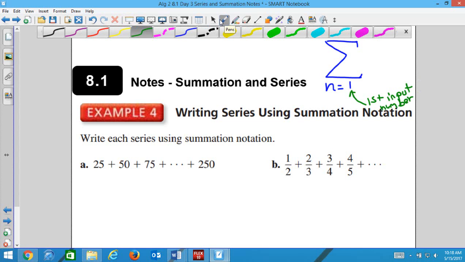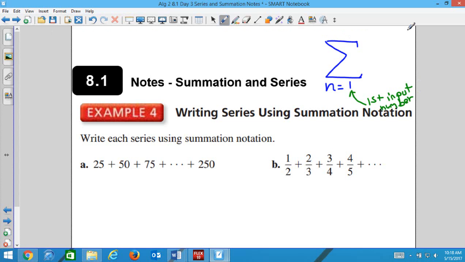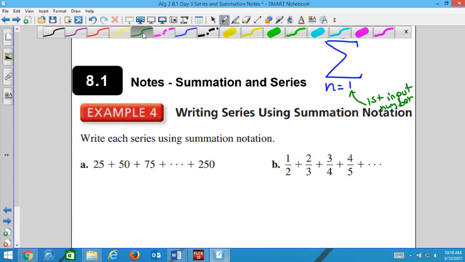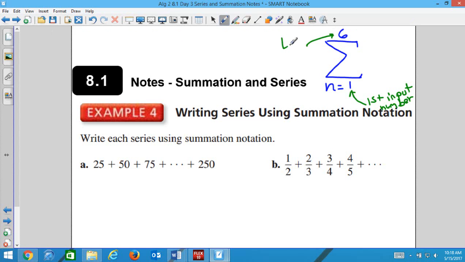And at the top, I'm just going to make up a number. 17. Well, that would have been a fun number too, but I already wrote 6. Sorry. That would be our last input number.